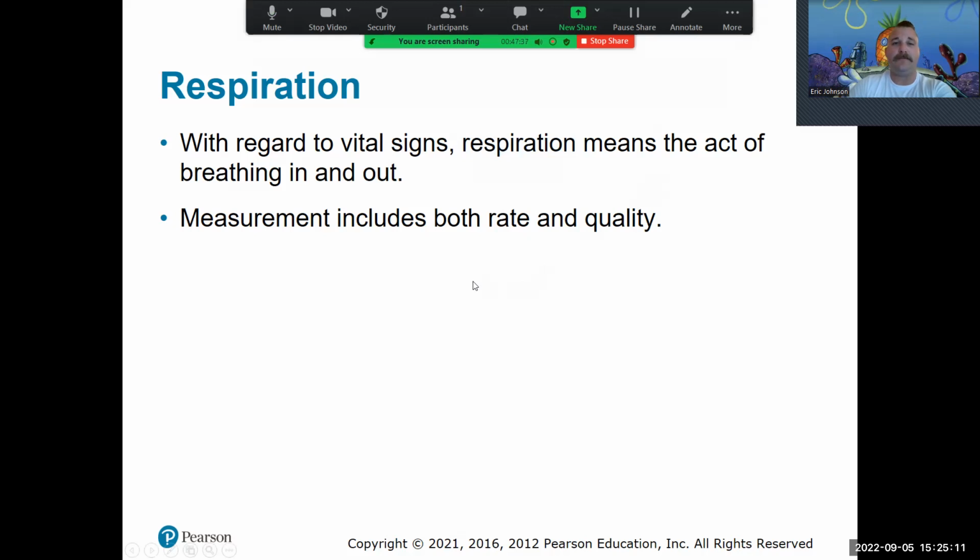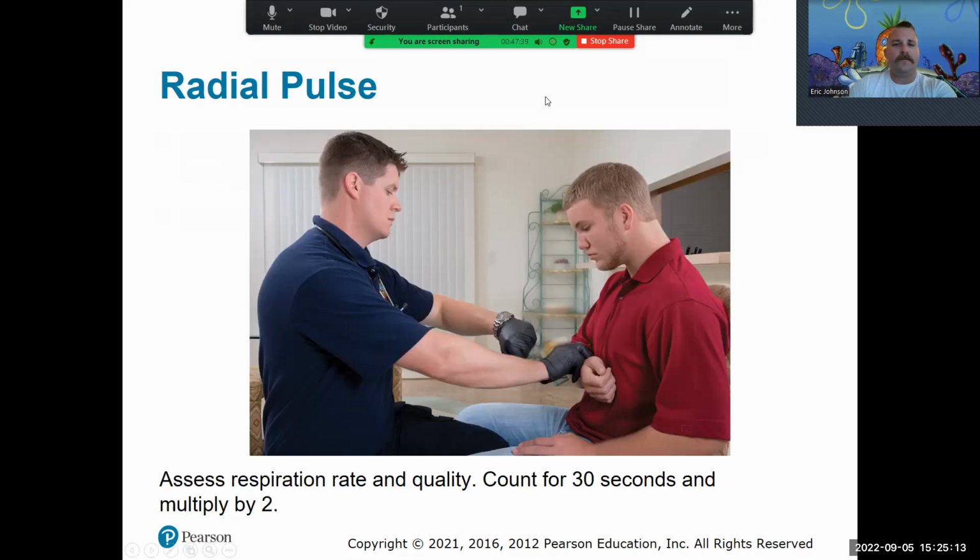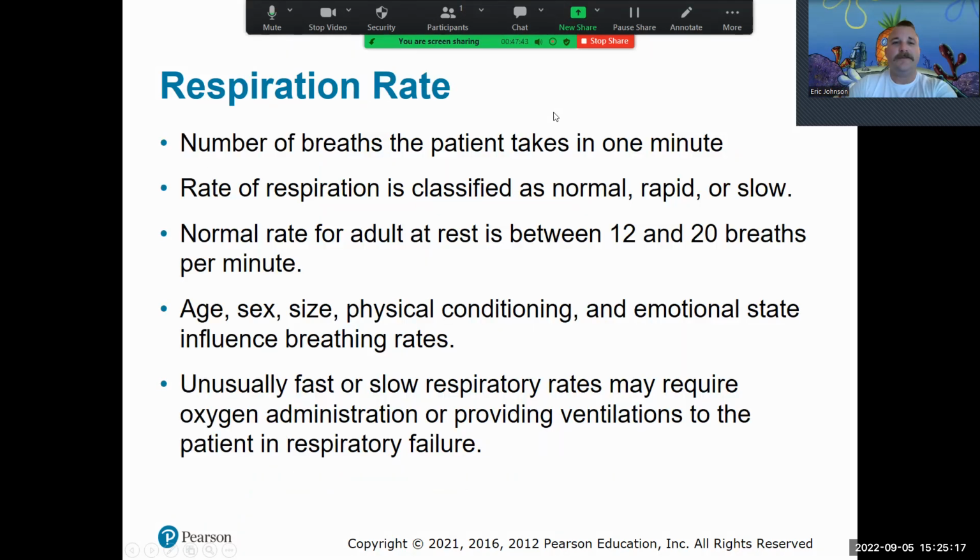With respiratory rate, we're checking rates and we're checking quality. So rate and quality. That's an interesting slide. I'm sorry, that's out of order. Respiration rate. So the respiration rate is how many breaths the patient takes over 1 minute or 60 seconds. The rate will be either normal, rapid, or slow.